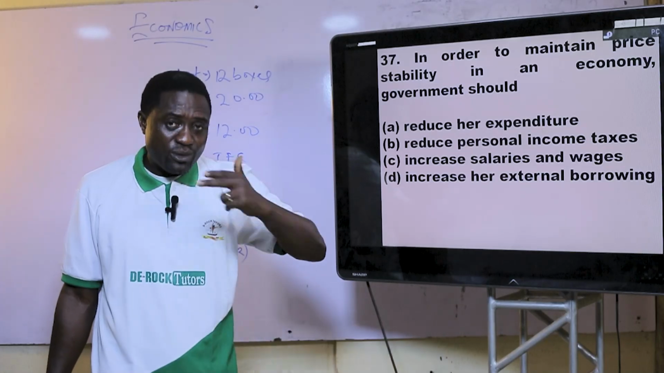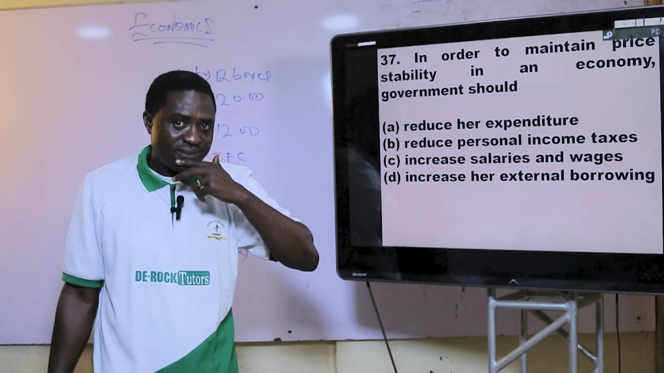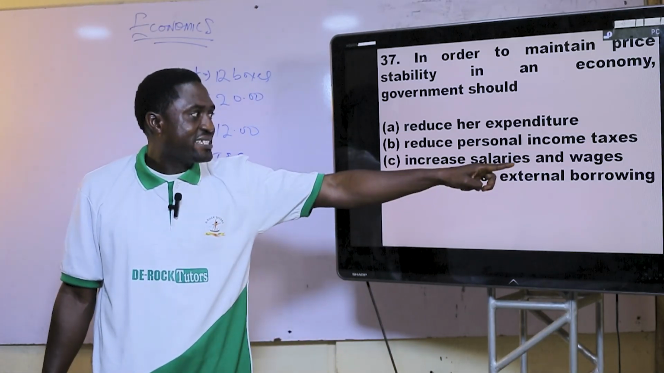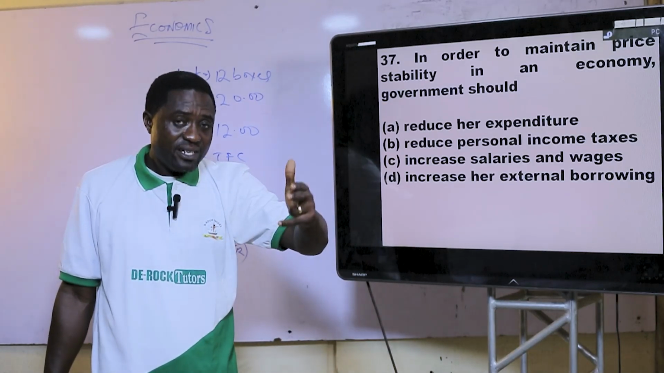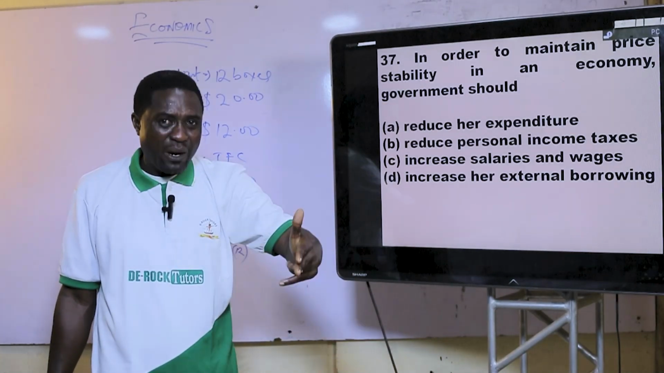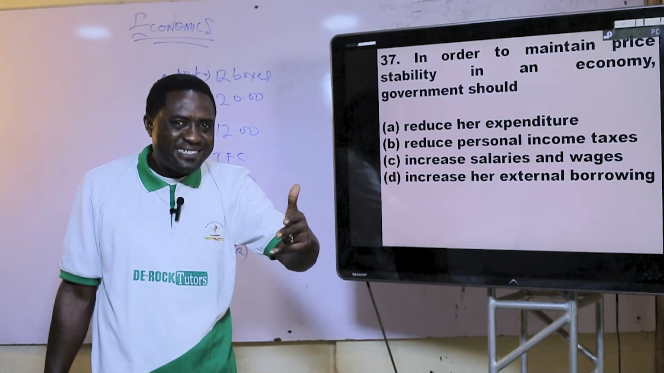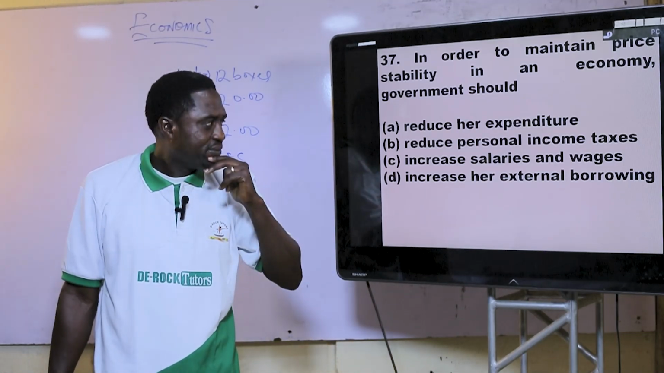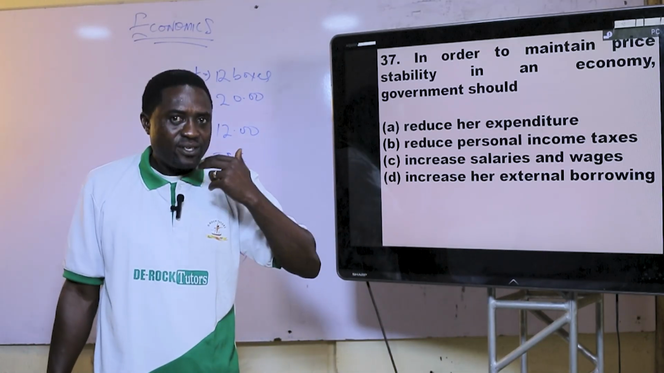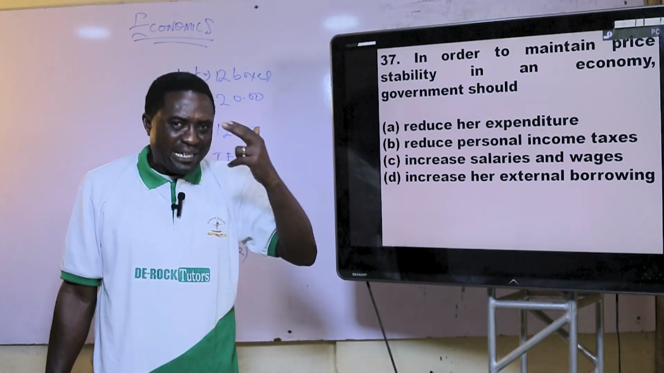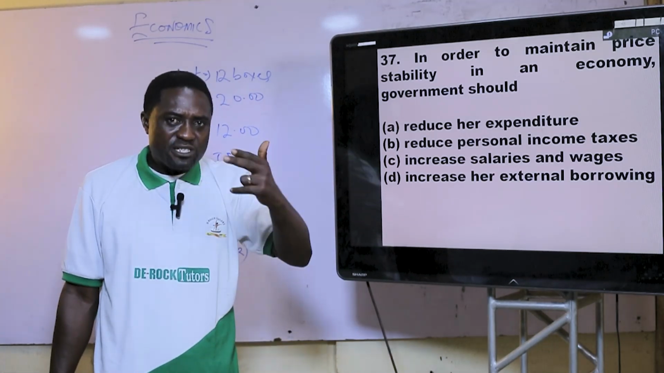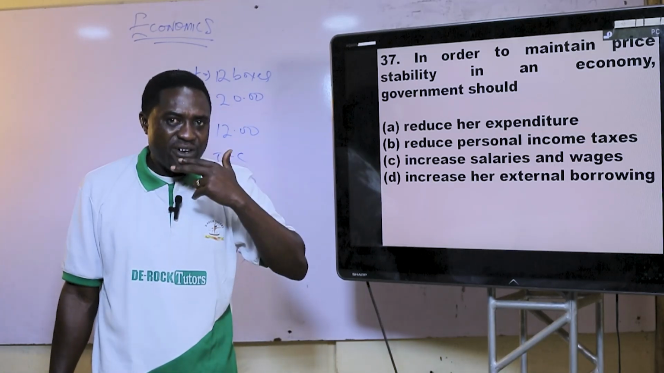And if there's more money in circulation, it can lead to inflation. Increase salaries and wages. When the salaries and wages of workers are increased, it will increase the purchasing power, and when the purchasing power is increased, there will be inflation. Increase our external borrowing. When you pump money into the economy by borrowing, there will be more money in circulation and the purchasing power will increase, which will lead to inflation.